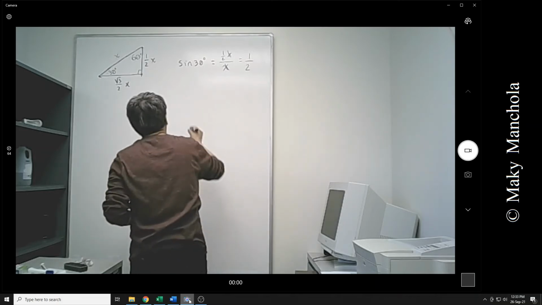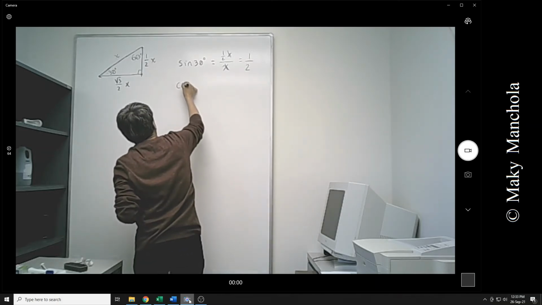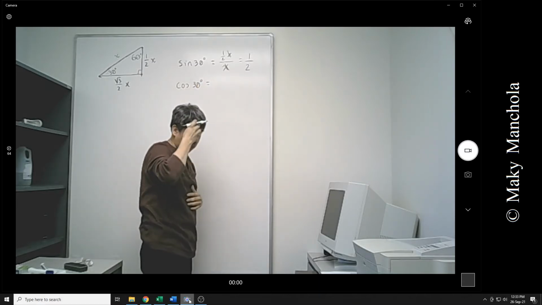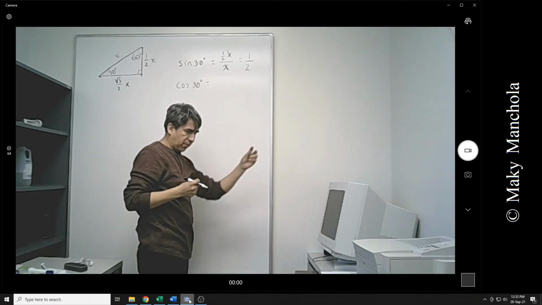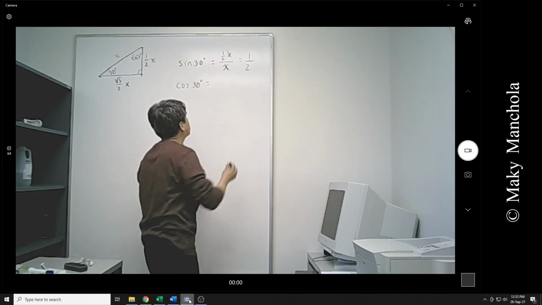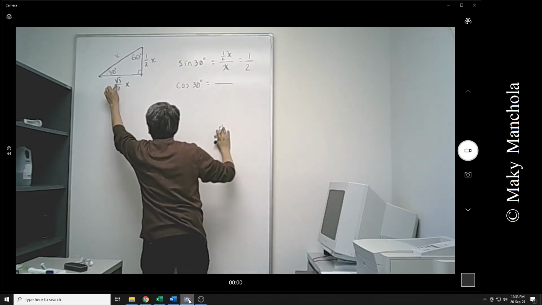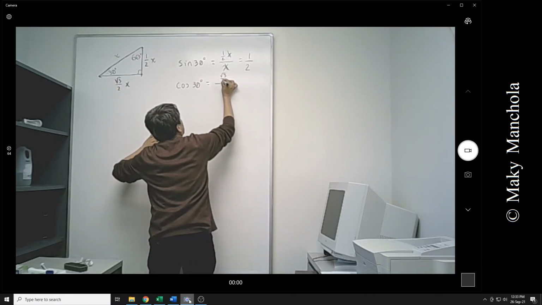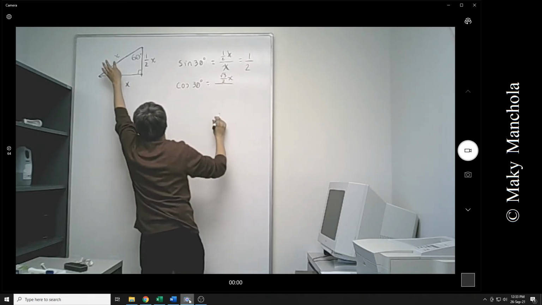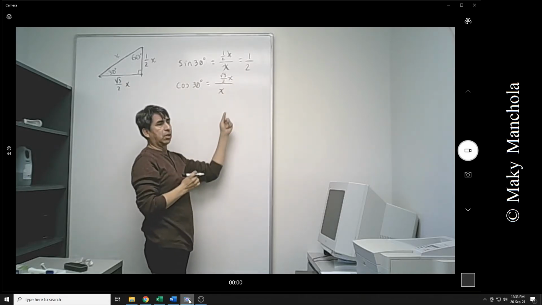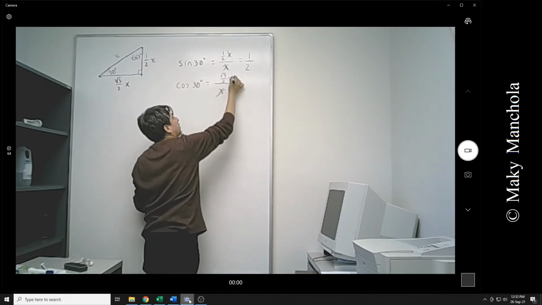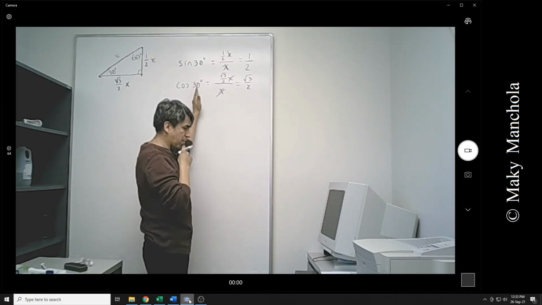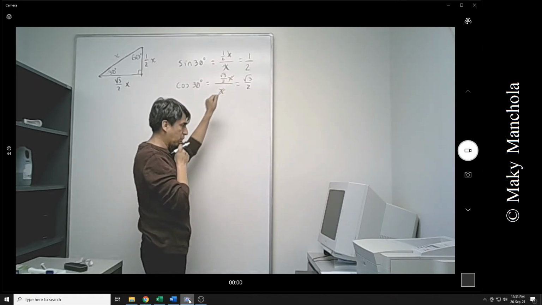Now, let's obtain the cosine of 30 degrees. Again, by definition, the cosine of an angle is the length of the adjacent side over the hypotenuse. In this case, the adjacent side is root of 3 over 2 times x, over the hypotenuse, which is x. Observe that x's cancel, so we end up with square root of 3 over 2. So cosine of 30 degrees is square root of 3 over 2.